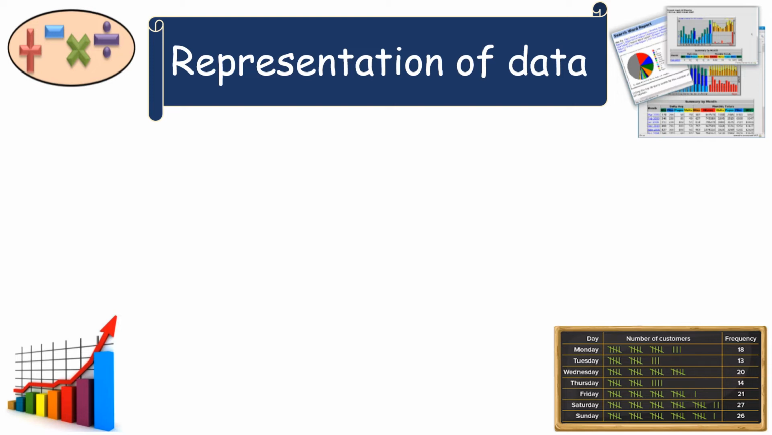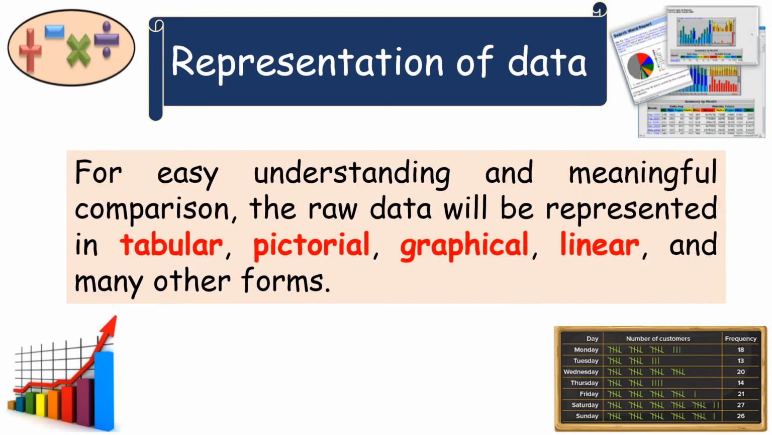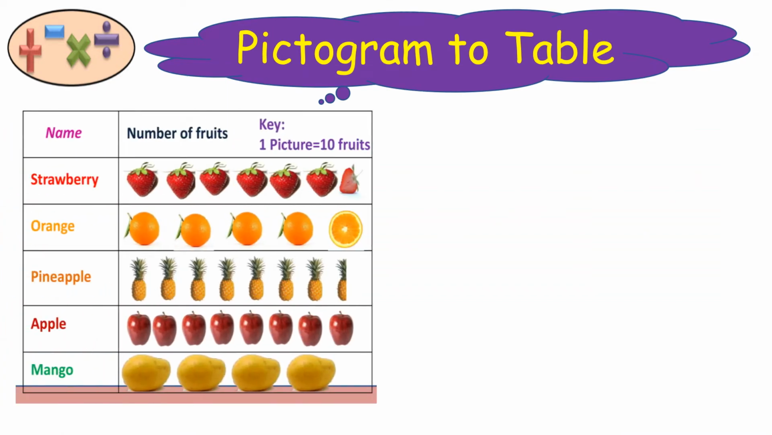Now let's move on to representation of data. For easy understanding and meaningful comparison, the raw data will be represented in tabular, pictorial, graphical, linear, and many other forms. So let us have a pictogram. In the pictogram, we have the key. It says here 1 picture equals 10 fruits. This pictogram is composed of 2 columns: the name of the fruit and the number of fruits.